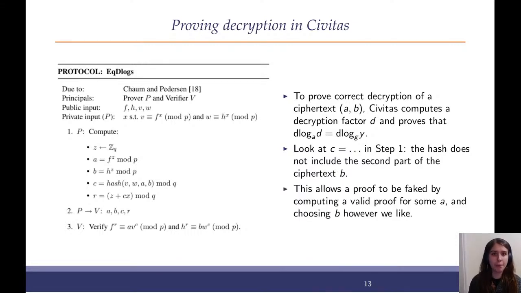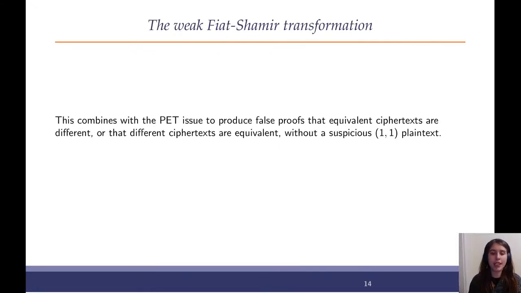Unfortunately, we pointed out that this allows a proof to be faked. The idea is you compute a valid proof for some A, and then you choose B however you like to generate a false proof. And this combines with the plaintext equivalence test issue in quite a severe way. Remember that we could fix the plaintext equivalence test issue by checking for the trivial 1-1 ciphertext.